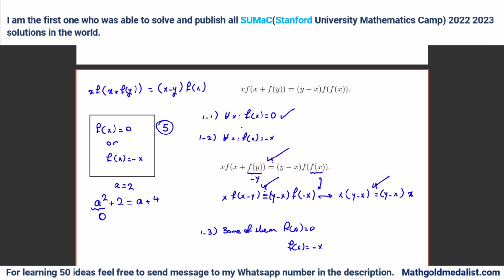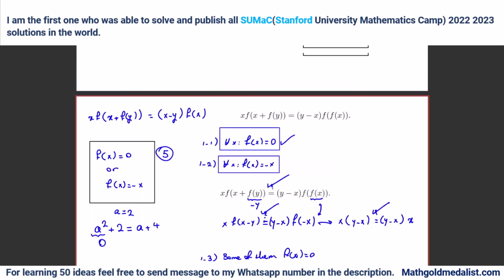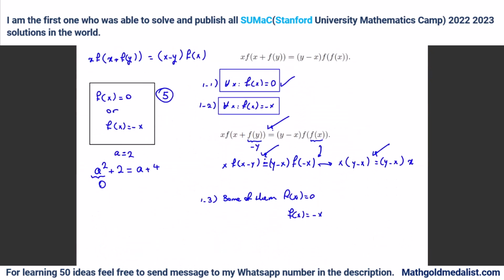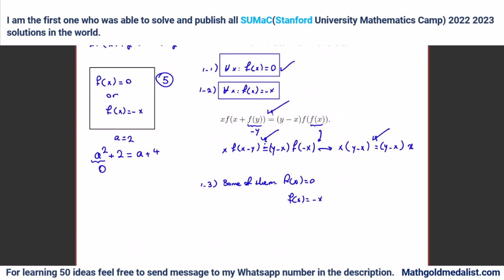Okay, so one answer is this one. Let me draw a box around this. One answer this one, this one. All of them 0, all of them negative x. One answer was this one, c minus x, right? And now we want to check these parts. Suppose some of them is 0, some of them negative x, right?